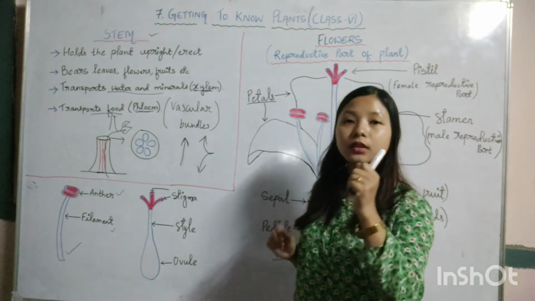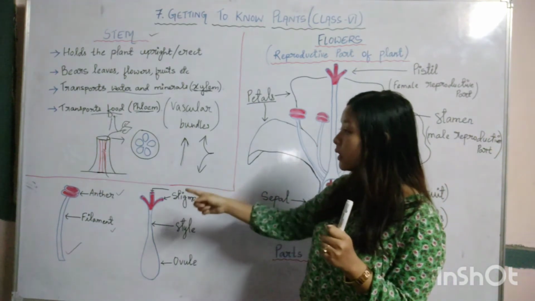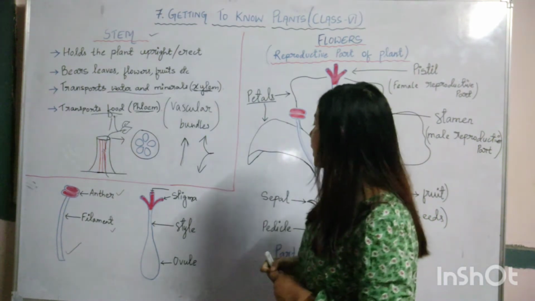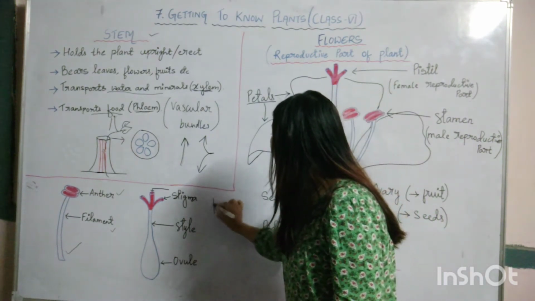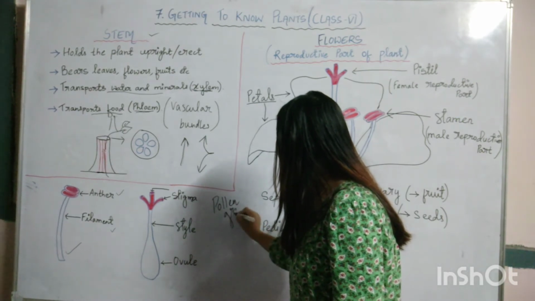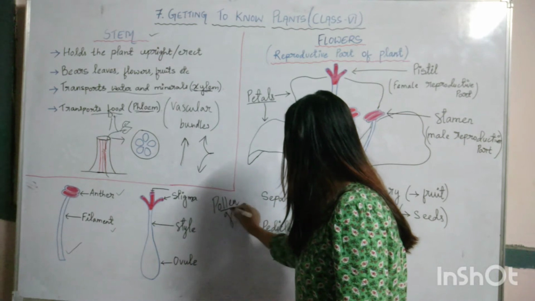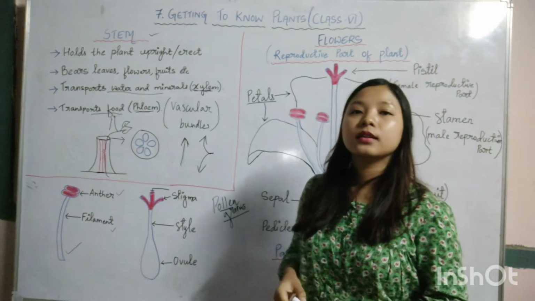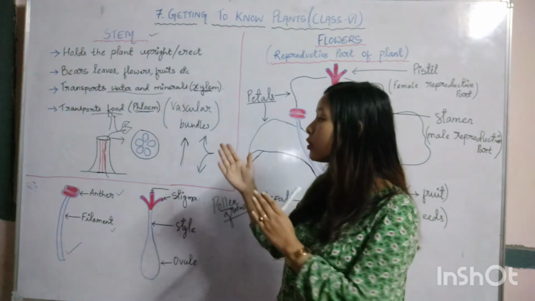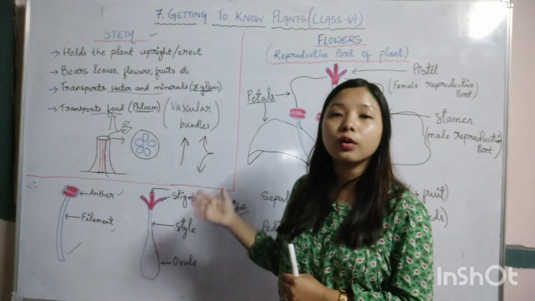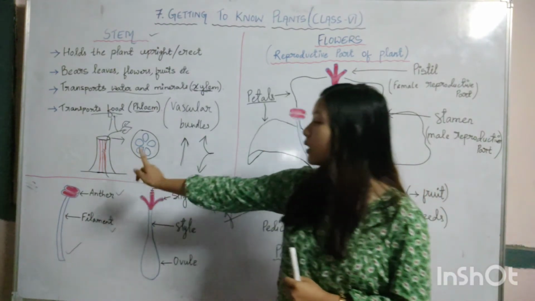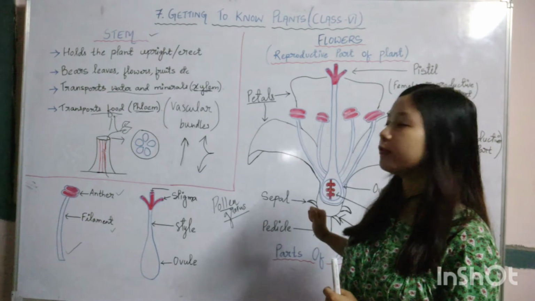Whenever you observe a flower, you will see that the anther contains a powder-like substance. This powder-like substance is called pollen or pollen grains. The pollen grains are present on the anther of a flower, and the filament connects the anther to the flower.